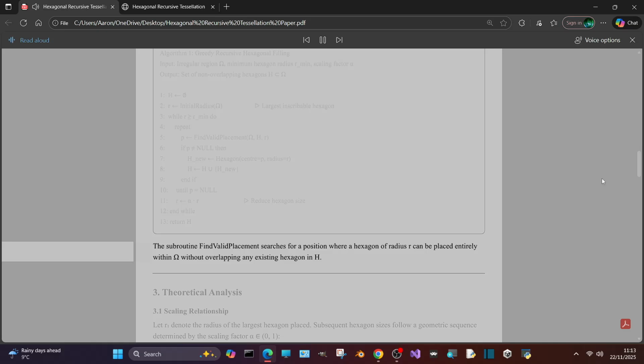The subroutine find valid placement searches for a position where a hexagon of radius r can be placed entirely within omega without overlapping any existing hexagon in H.